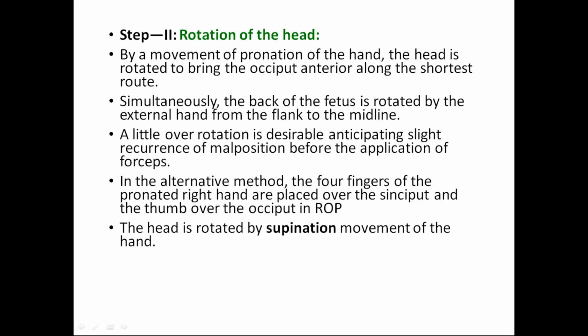Simultaneously, the other hand or maybe an assistant will help by rotating the back and shoulder also. A little over-rotation is desirable, because the moment you release your hand, it is like restitution. Like restitution, it will come back. So a little bit of over-rotation is okay. Then if it is not coming, if uterine contractions are not sufficient and there is no delivery, then you can apply the forceps.